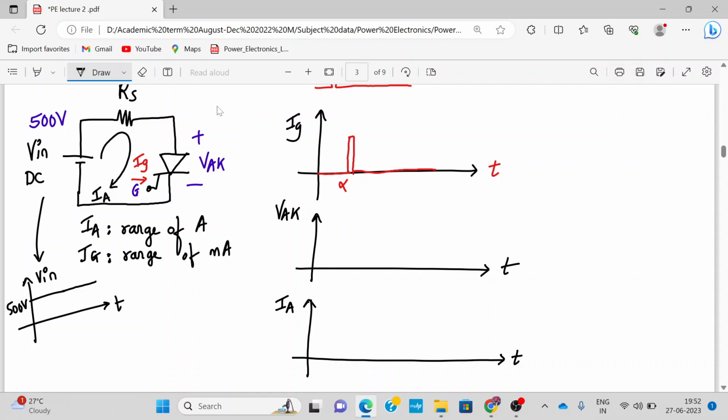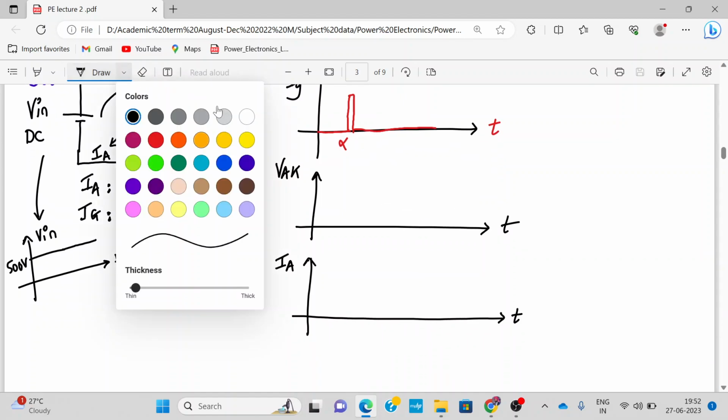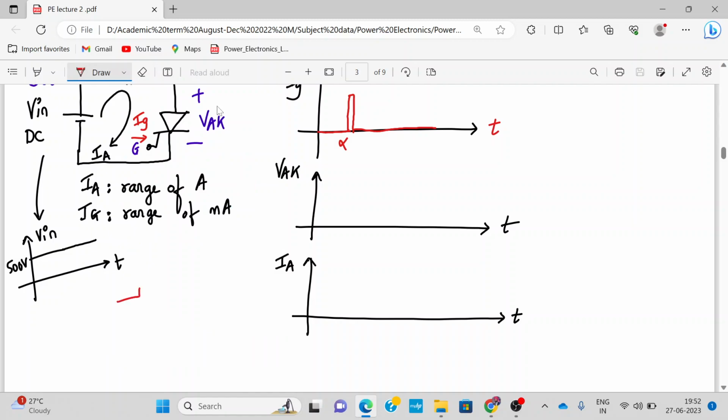Whenever we apply 500 volts over here, let's say a small current flows to the circuit and VAK is positive. But just VAK being positive is not enough. If VAK is just positive and we apply just V in as 500 volt, the SCR still is turned off. So when SCR is off, it will behave as an open circuit. Alright, so let's draw it. This is what happens when SCR is off. This is V in, this is plus minus VAK, and this is your resistor RS.